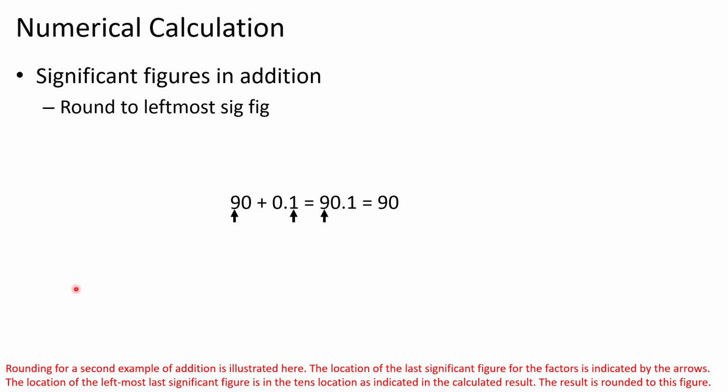Rounding for a second example of addition is illustrated here. The location of the last significant figure for the factors is indicated by the arrows. The location of the leftmost last significant figure is in the tens location, as indicated in the calculated result. The result is rounded to this figure.